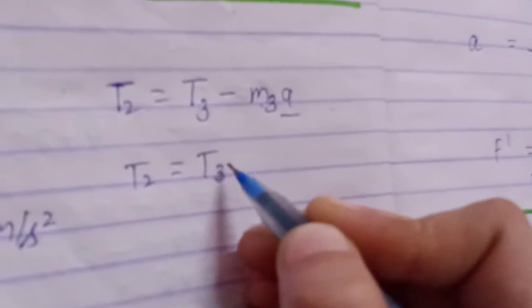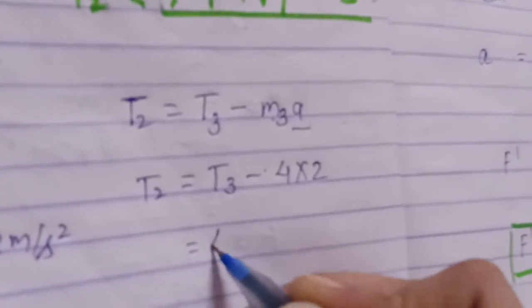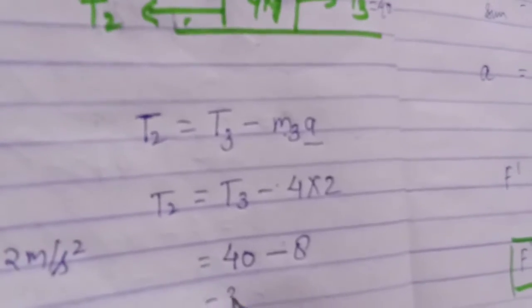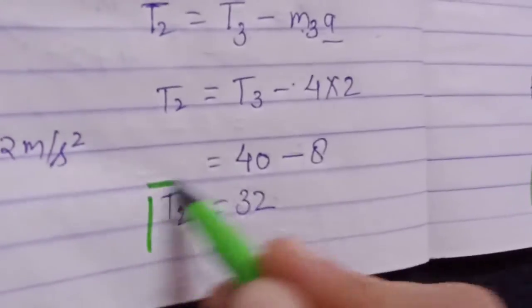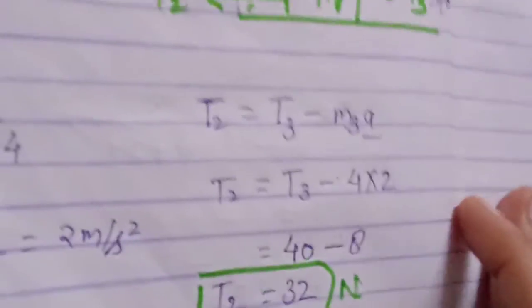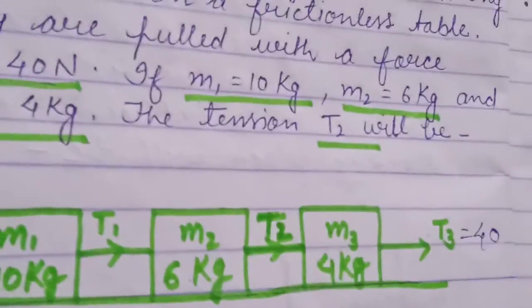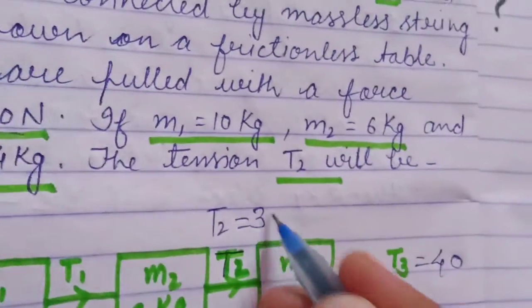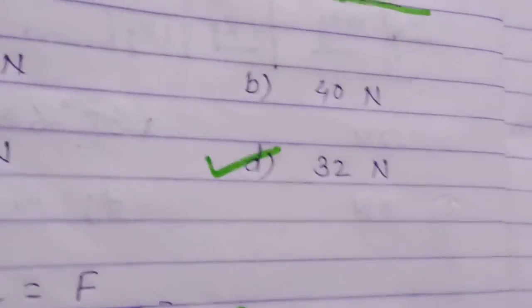So T2 is equal to T3 minus 4 into 2. The value of T3 is 40 minus 4 times 2, that is 8, which gives 32. T2 is equal to 32 Newton. The unit of tension is Newton. So the value of T2 is 32 Newton. The D option is correct.